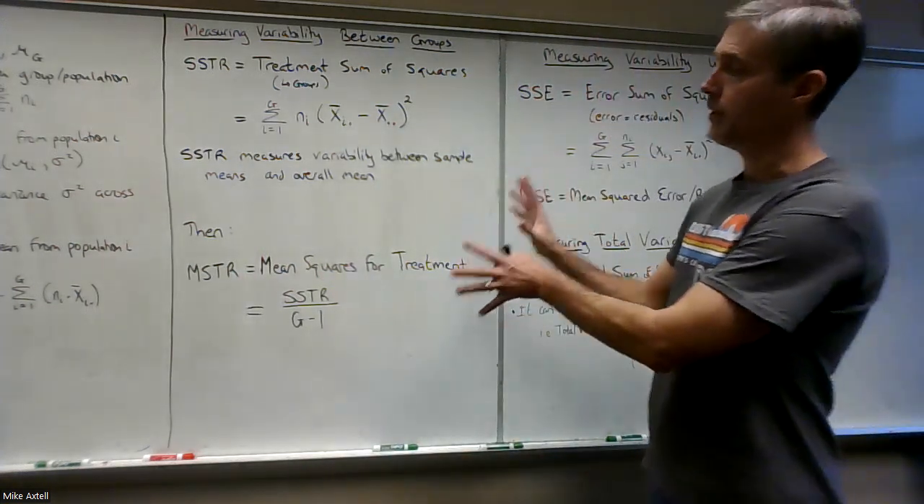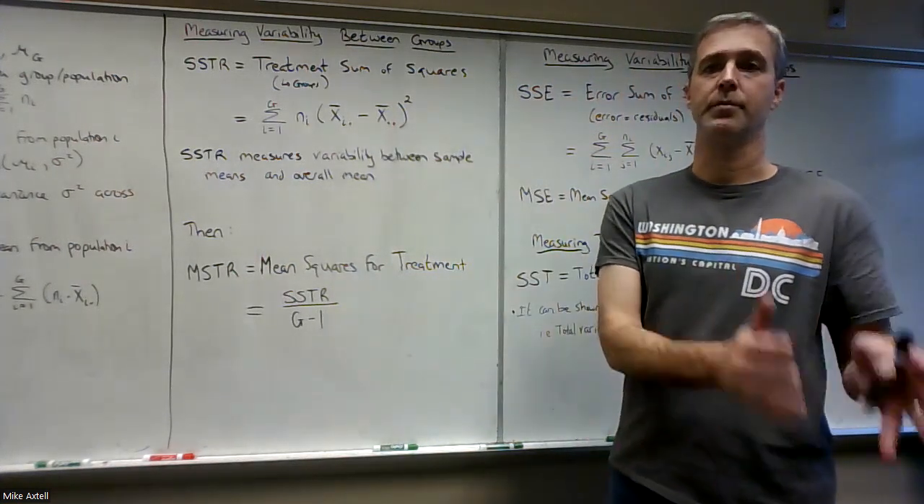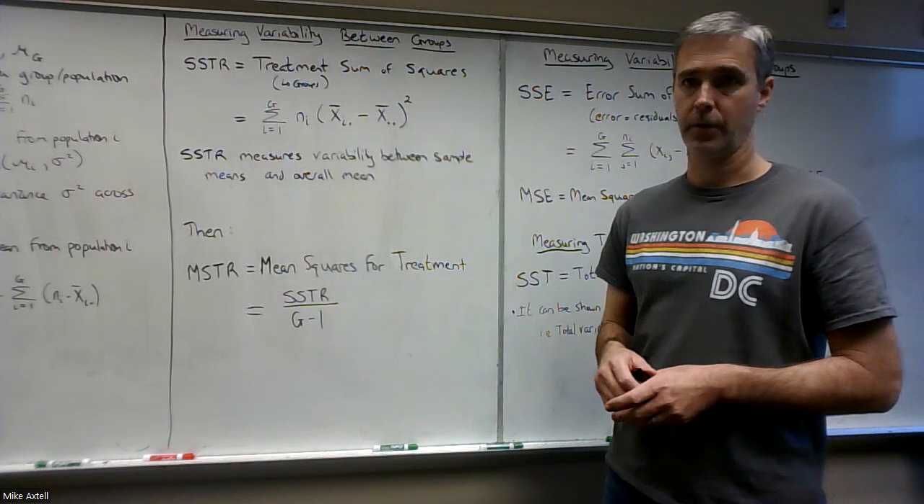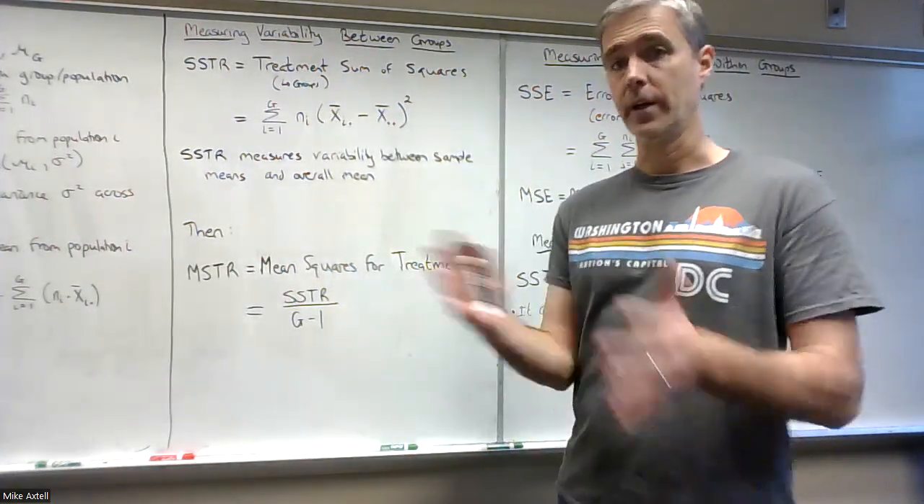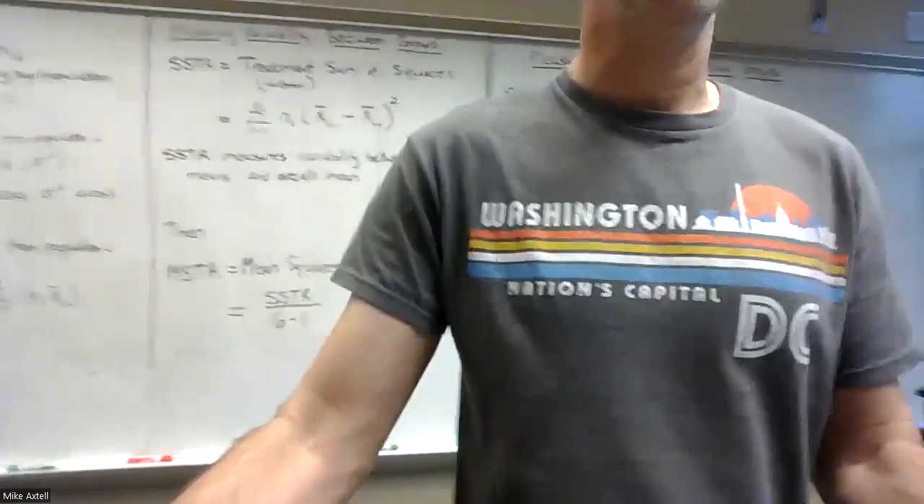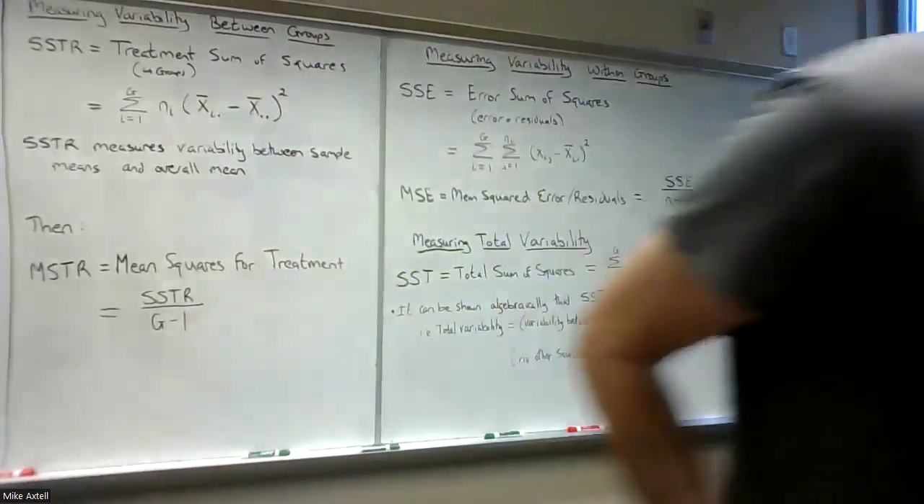Again, this is measuring the variability between the samples, between these populations. Now we've got to measure the variability within a group as well, because we want to compare those two variability measures. This is where it gets tricky.